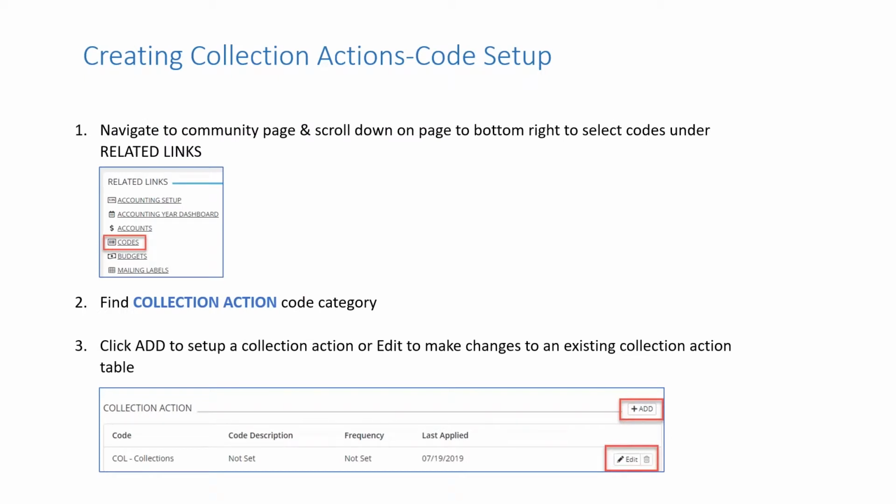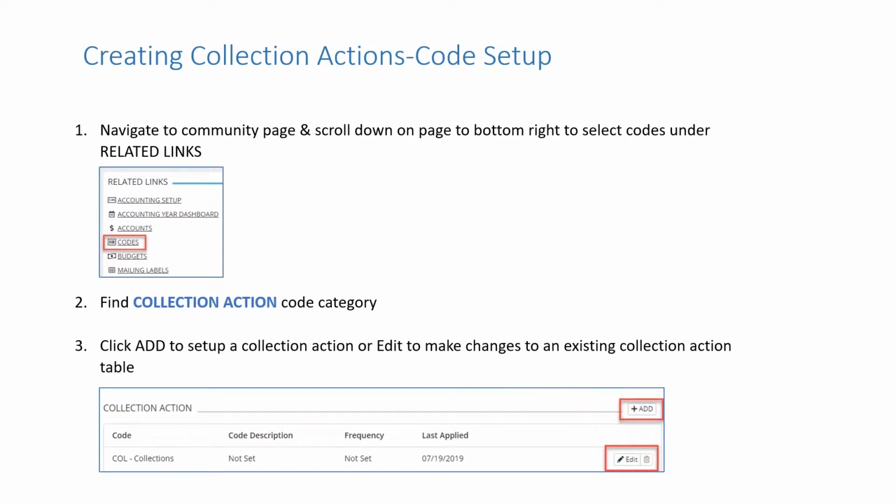So first, let's look at creating collection actions code setup. The first thing you're going to do, once you have all your information in hand, is go to the community page. And then when you scroll down the page on the right-hand side, you're going to see a related links area. And under there, you'll see codes.